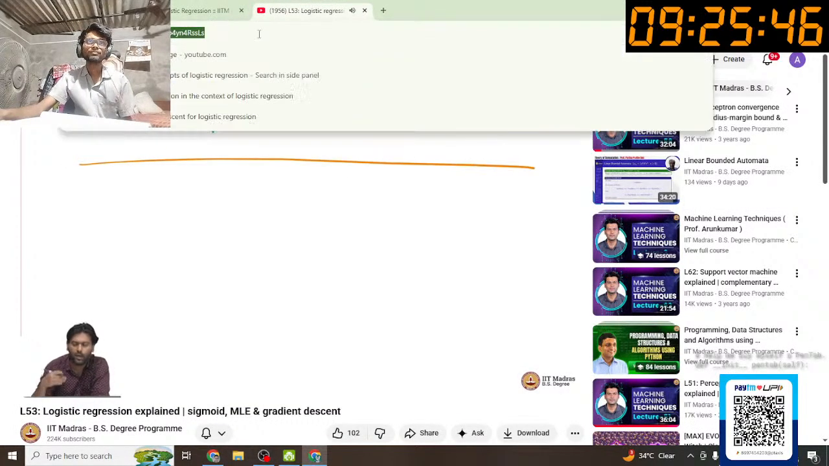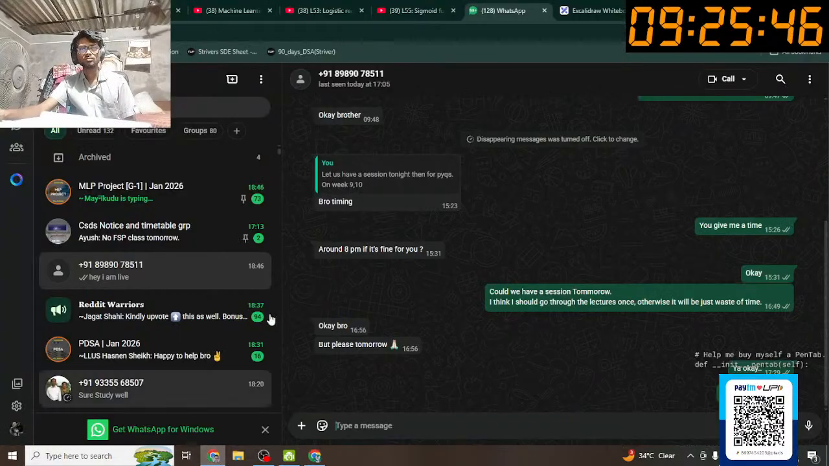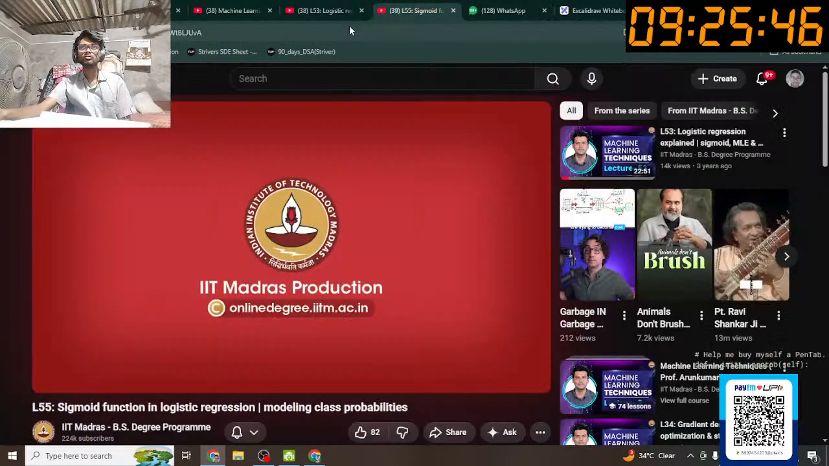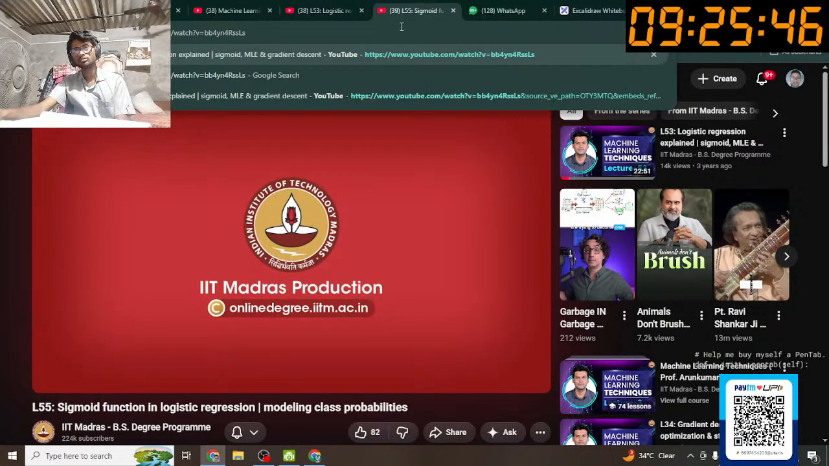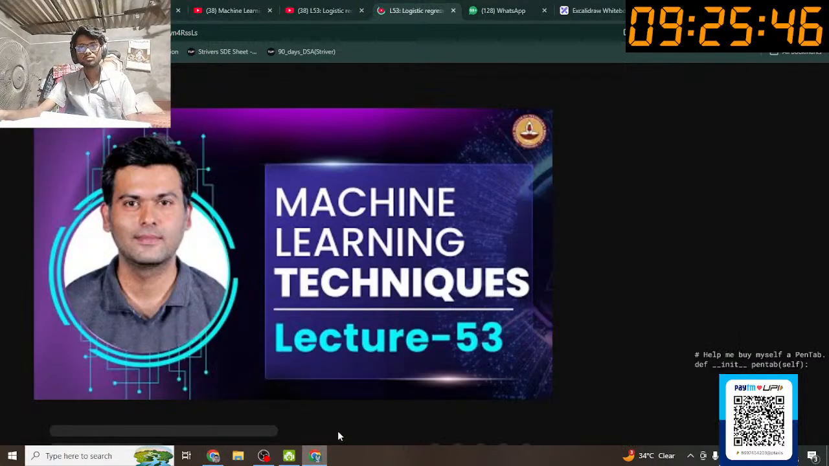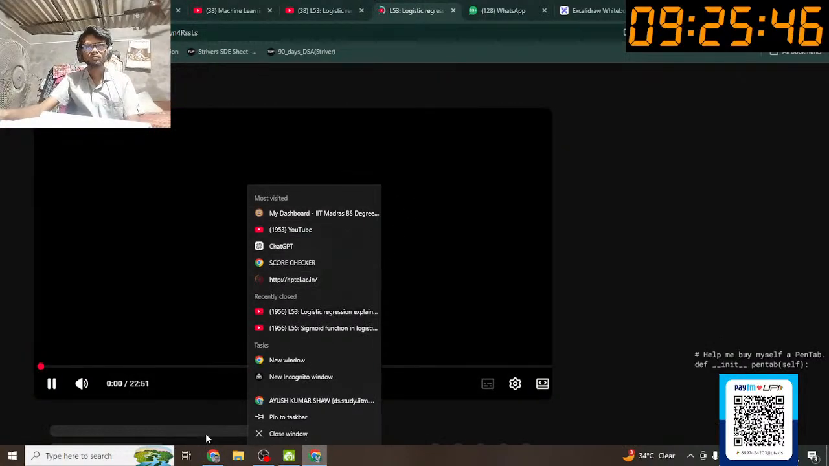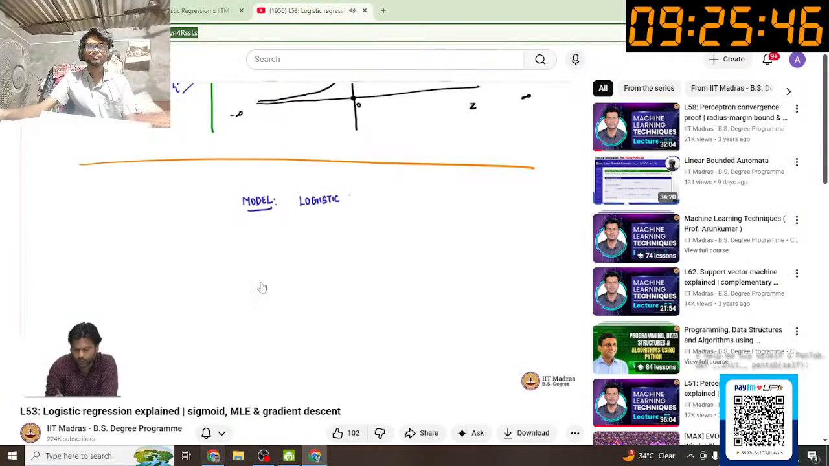So how do you solve for this W? Well, this model, let's go ahead and write down the model. This model is sometimes called logistic regression.